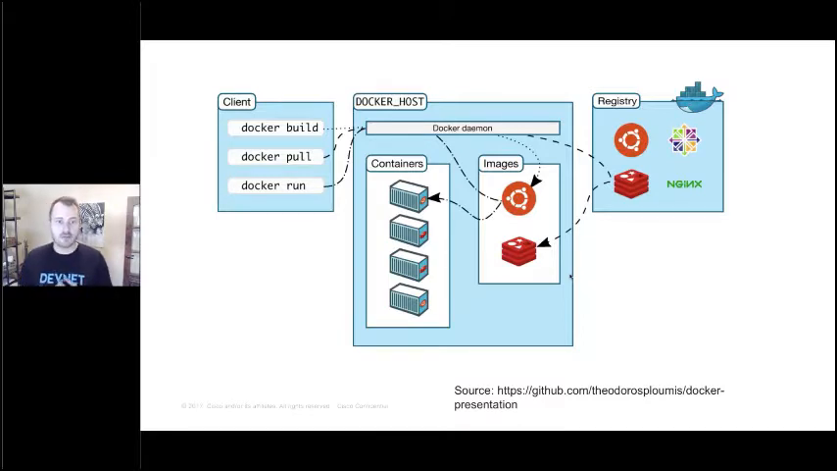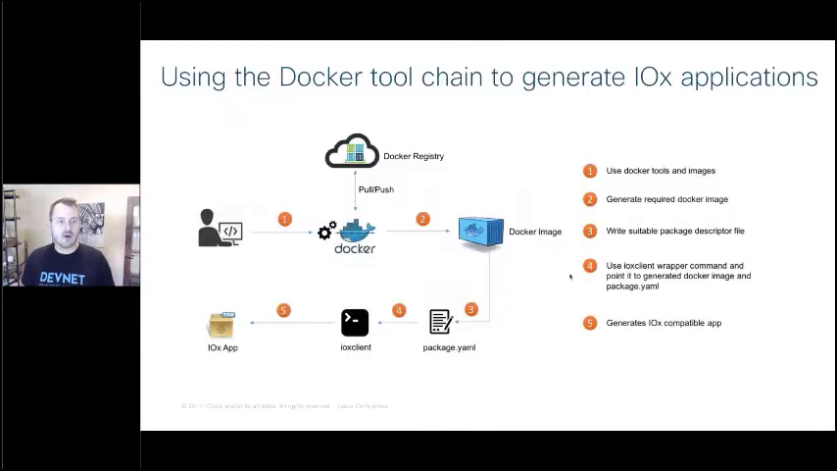You can pull directly from public registries into those images. And then you can use the IOX toolchain. So you pull in your Docker image, you create that Docker image. We use that package.yaml file to define the resources that would be available to that device. We use the IOX client to package that up, and then we get this tar file, which is our compatible app that can be pushed down.